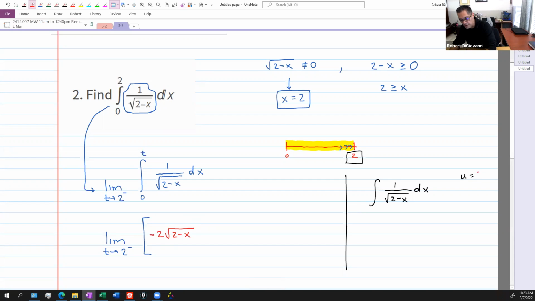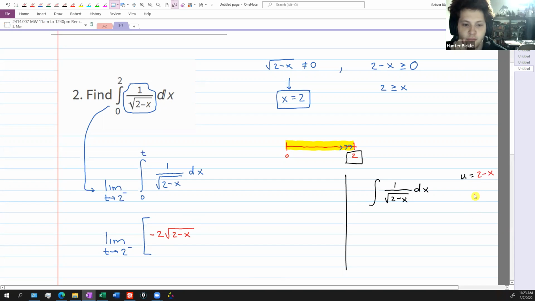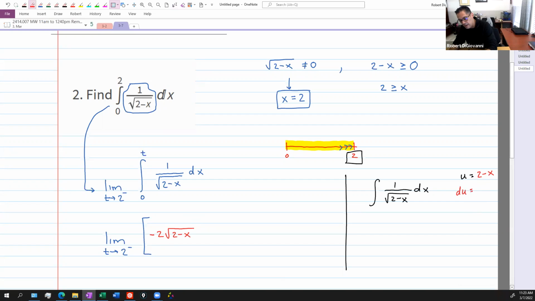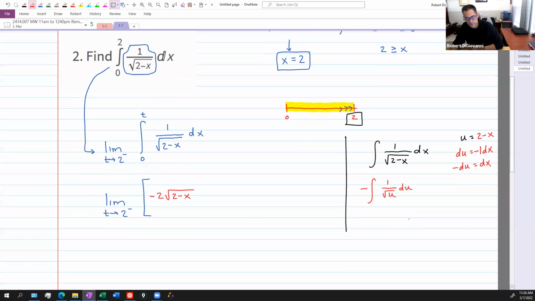So let's just do it real quick. Where to get that 2? Yeah, so let's just do it. The u sub is 2 minus x. The derivative of that is negative 1 dx, right? We have just dx, so I'll multiply both sides by negative 1. And then when I rewrite this integral in terms of u, it's 1 over the square root of u times negative du. So I'll put the negative on the outside, du here.